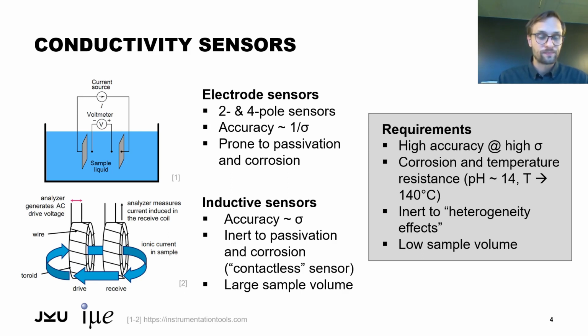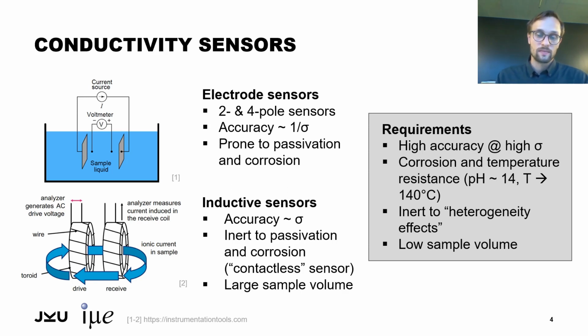Inductive sensors are different than electrode sensors. The accuracy scales roughly proportional with the conductivity. And they're inert to passivation and corrosion. They're also called contactless sensors because they are usually enclosed in a polymeric housing, for instance, PEEK or Teflon, which is highly chemically resistant and also temperature resistant. So therefore, this is not an issue, but they require quite large sample volumes.